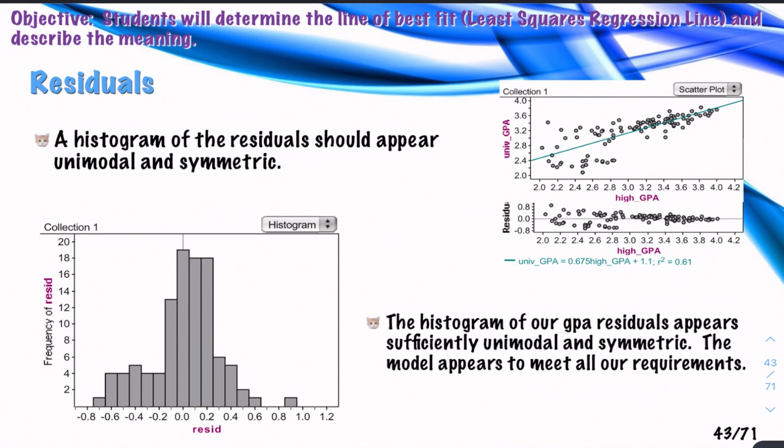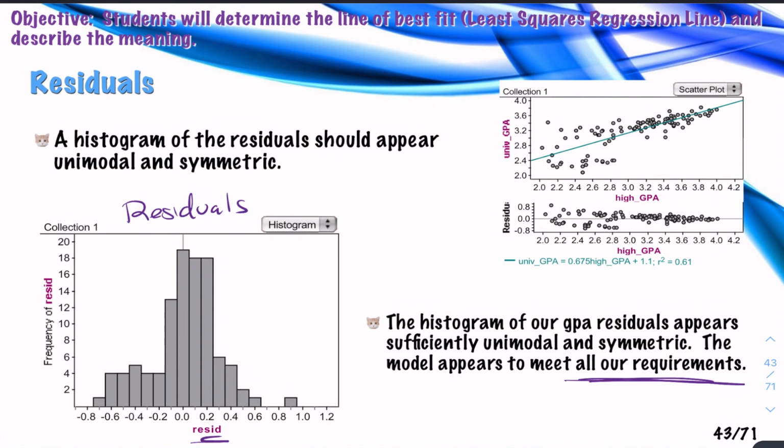A histogram of the residuals should appear mostly unimodal and symmetric. So again, sticking with our university GPA and high school GPA, if we're plotting the residuals, look at the axes. That's why we label these things. You see resid. The histogram of our GPA residuals appears sufficiently unimodal and symmetric. The model appears to meet all of our requirements. So remember our requirements again: quantitative, approximately linear, and then here it's also saying our residuals are approximately normal.